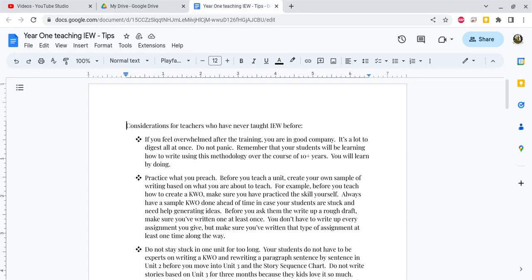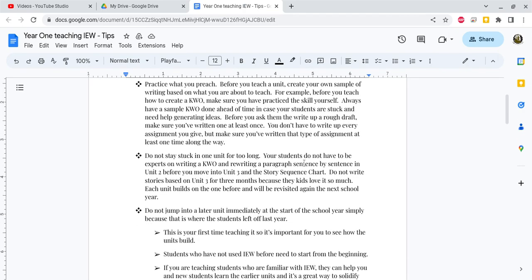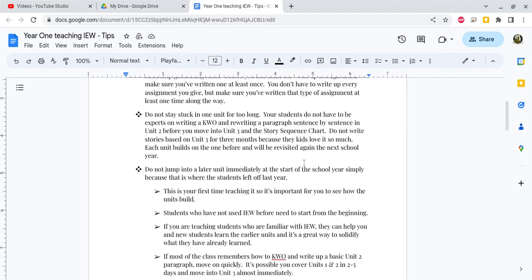if they get stuck. You would think that on the spot you're going to come up with some really great ideas, but sometimes when I wasn't well prepared ahead and I didn't have a sample keyword outline in front of me, there were times when I also was stuck. So that can just be really helpful. Also, the first time you're going to teach them how to write a paragraph from a keyword outline, make sure you have practiced it at least once on your own. Now, you don't have to do this for every assignment you give the whole year, but make sure that you have done it at least one time before you teach a new skill.